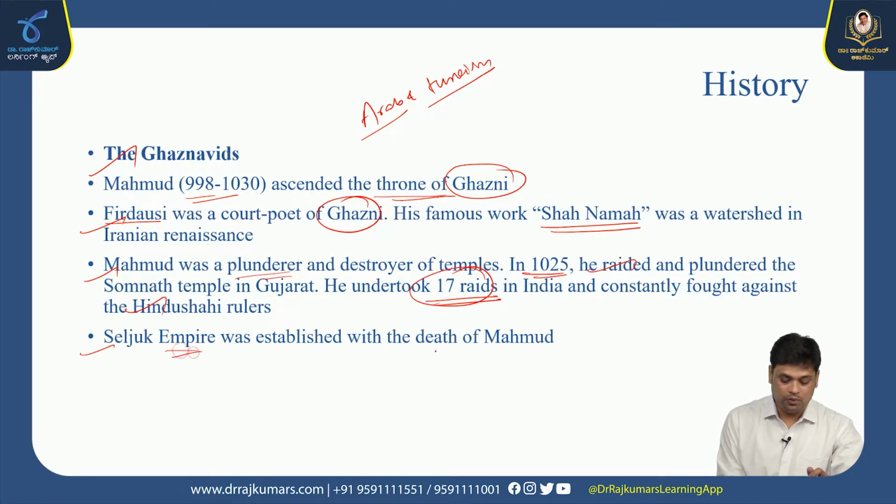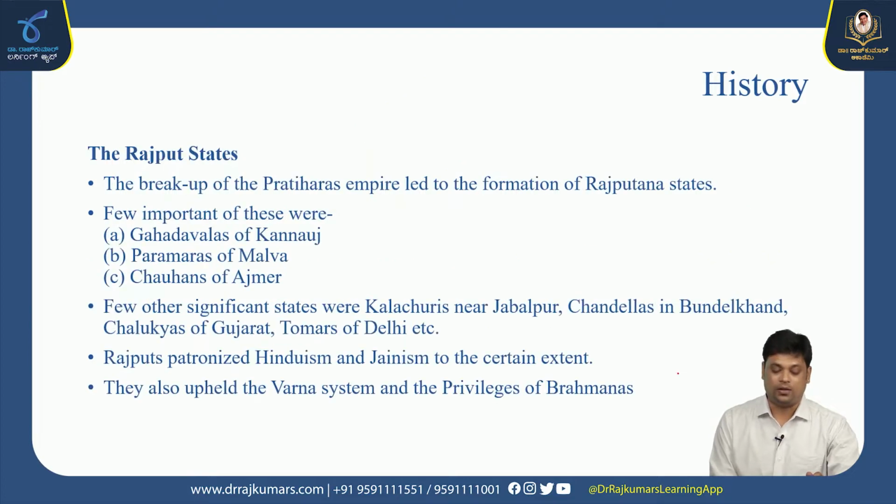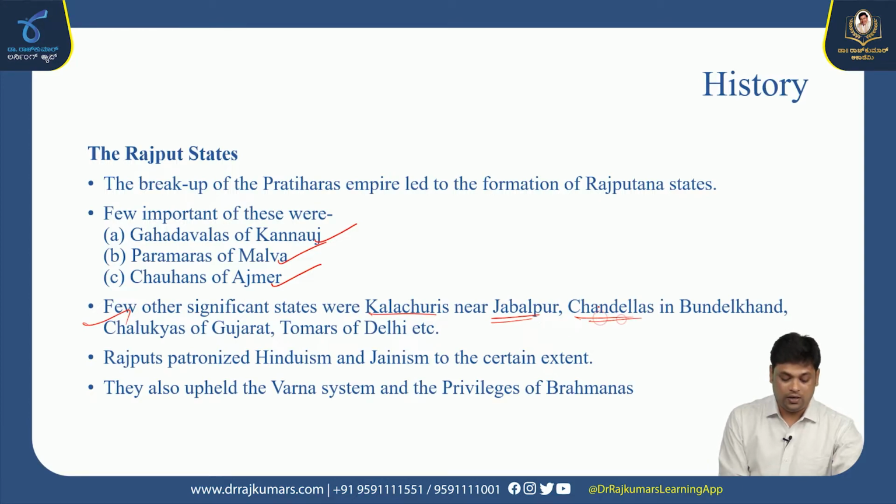The Seljuk Empire was established with the death of Muhammad. During this time period only we got the Rajput states. We have three popular Rajput states during that time period: Gahadavalas of Kannauj, Paramaras of Malwa, and Chauhans of Ajmer. These are the three popular Rajput states during the time period of the Islamic invasion to India. The significant states were Kalachuris near Jabalpur, Chandelas in Bundelkhand, Chalukyas of Gujarat, and Tomars of Delhi. These are all the significant states during the same time period when the Rajput states existed.